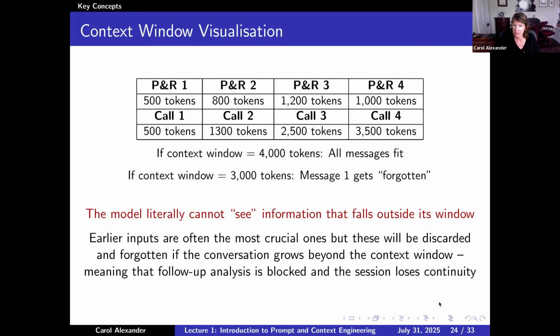Earlier inputs are discarded, but they're often the crucial ones, the ones that set the tone, or give examples. And if these are forgotten because the conversation has grown beyond the context window, you're not going to get such efficient follow-up analysis. It might even be blocked because it can't remember important information at the beginning. And the session can just deteriorate and lose continuity. And you get frustrated, like, well, wasn't there anything? It's because you've exceeded the context window.